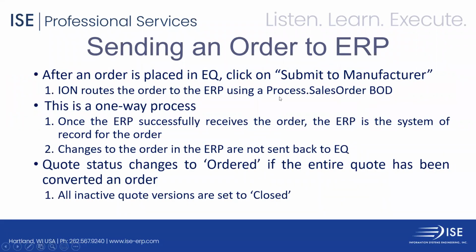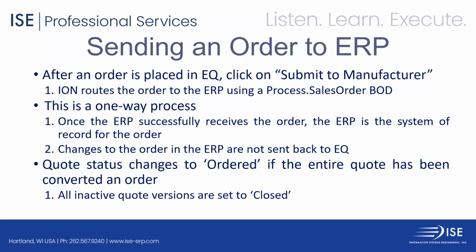Real quickly about sending a sales order to ERP. Once you've placed it in EQ and you click on submit to manufacturer, Ion then routes it to your ERP. It's a process sales order BOD and is a one-way process, as you can imagine, because the ERP is the system of record for the order, but it says thank you very much with an acknowledge BOD for sending the order, and then XA would then take over.